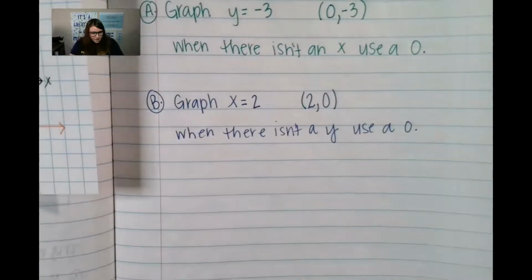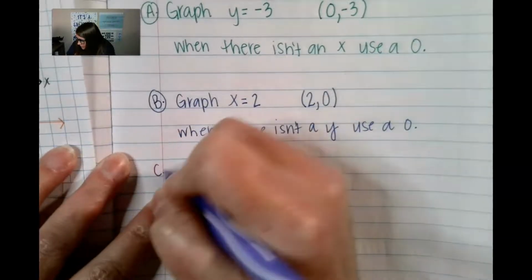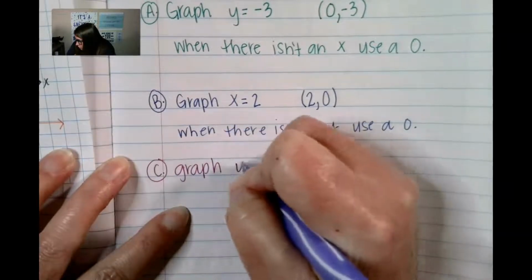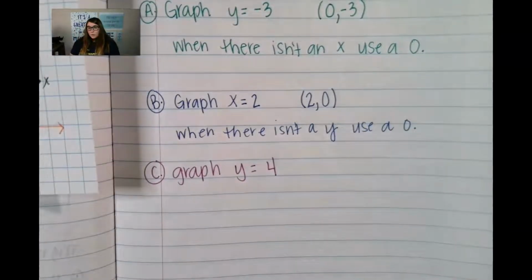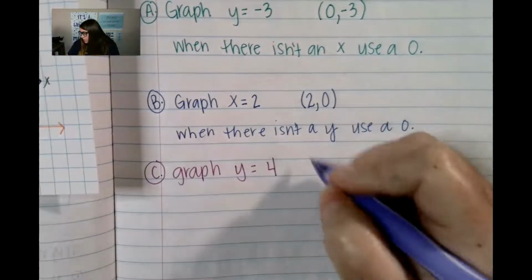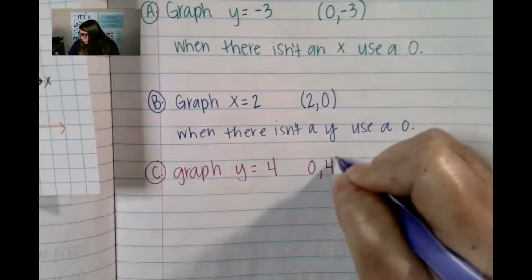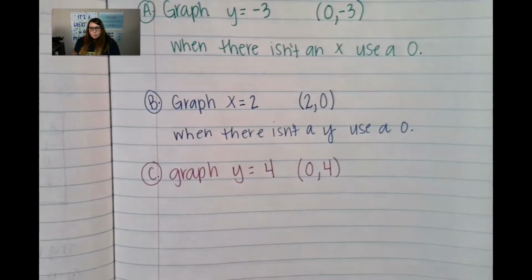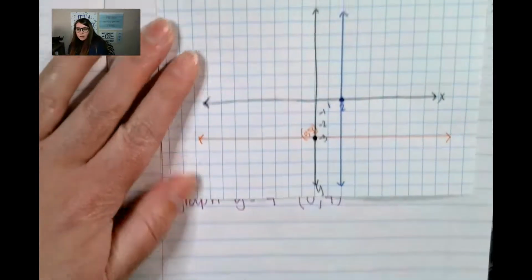Okay, I found one. On this problem, we're going to graph y equals 4. So again, when there isn't an x value, we're going to use 0 in the x spot. Y is 4, so there we go. And now I'm ready to graph. There's my ordered pair.